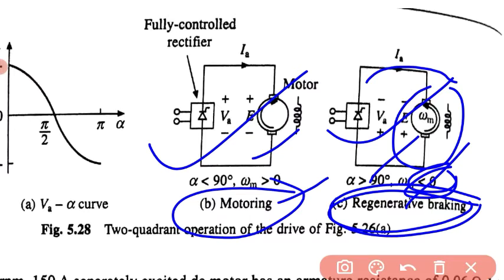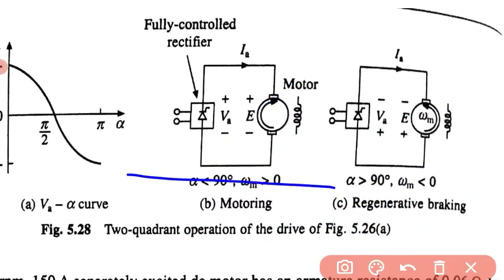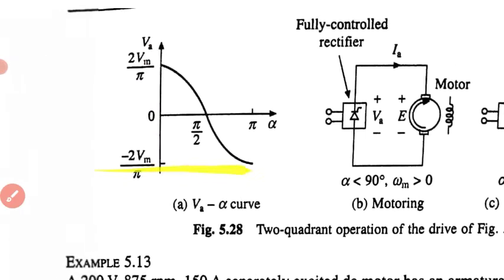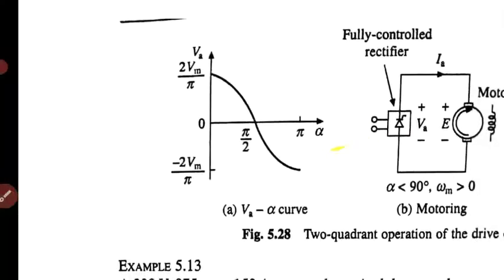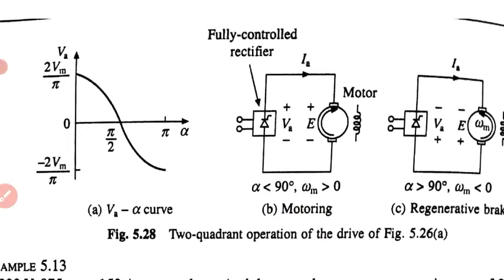This graph gives a clear picture of how it happens. Simply we have to substitute the values of the firing angle alpha in 2 Vm by pi into cos alpha, and you will get the output voltage. After 90 degrees, it goes negative. Hence this drive is called two quadrant operation of the drive.